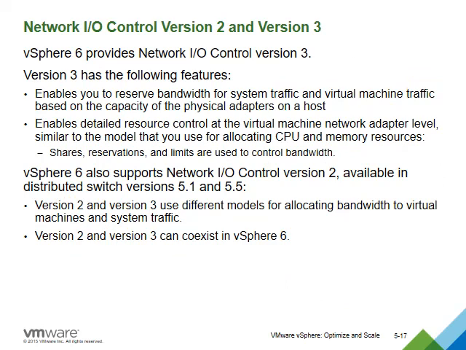You can upgrade Network I/O Control from version 2 to version 3 by upgrading the distributed switch from version 5.1 or 5.5 to version 6. However, this is a disruptive upgrade. Certain functionalities are available only in version 2 and it's removed during the upgrade to version 3. So if you do this upgrade, it's going to take your network offline for a little bit.